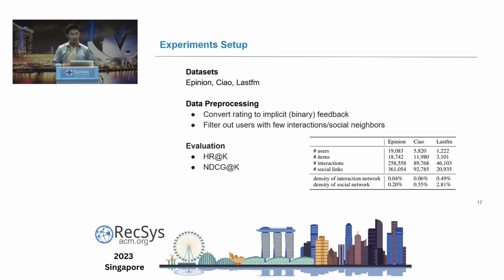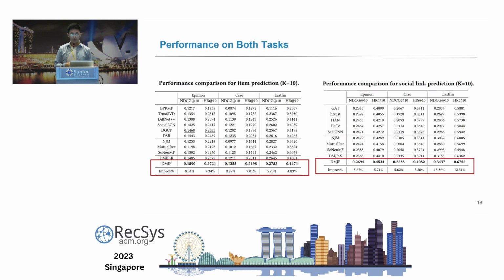For the experiment, we ran it on 3 datasets, Epinions, Ciao, and Last.fm, which all contain the social network and users' interaction information. Following the convention of previous work, we convert the ratings into implicit binary feedback, and we also filter out users with fewer interactions and social neighbors. We use the hit ratio and NDCG to evaluate the performance of the model.